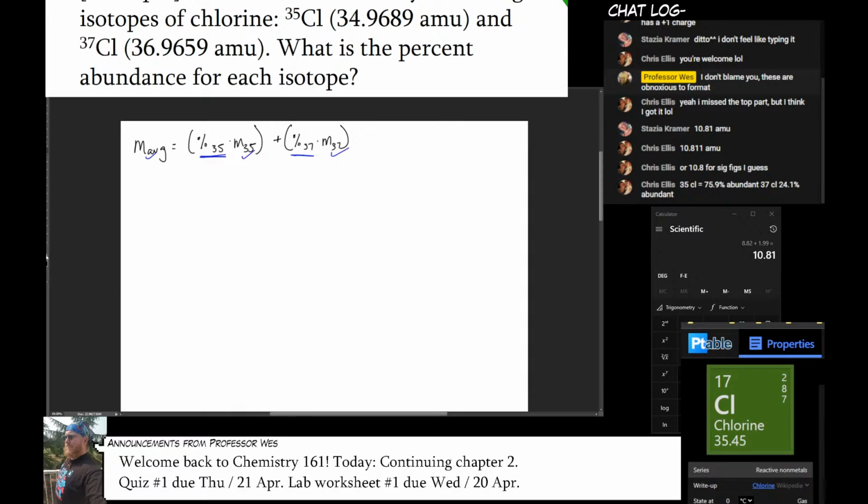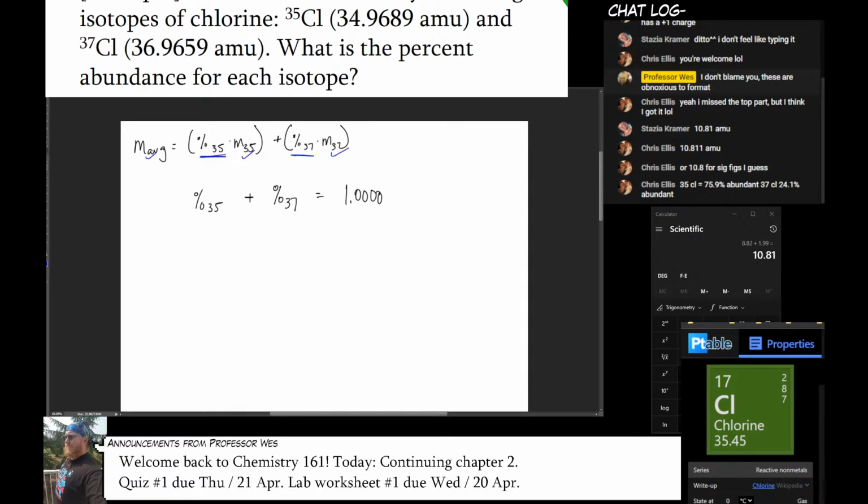But what I also do know is that if I add the percentages of these two things together... Ooh, what did I do? I think I cut something. Ooh, that's not what I want. Undo. Undo. Thank you. I want to undo that. There we go. If I add these together, I should get 100%, right? Or 1.000.